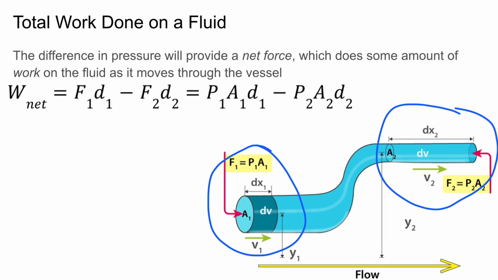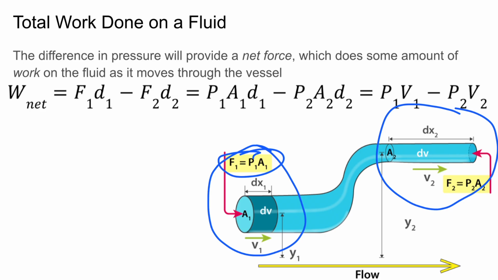And that should equal our net work, right? And then we could break this down. We know that our force equals pressure times area at both F1 and at F2. So we can substitute those into our equation there. So our net work equals P1 A1 d1 minus P2 A2 d2.